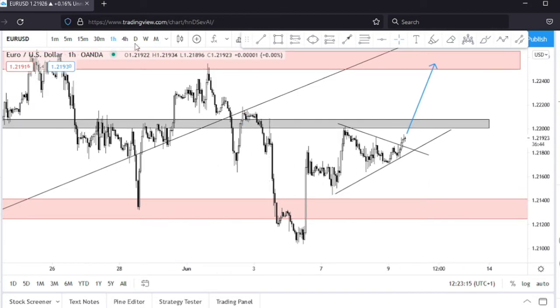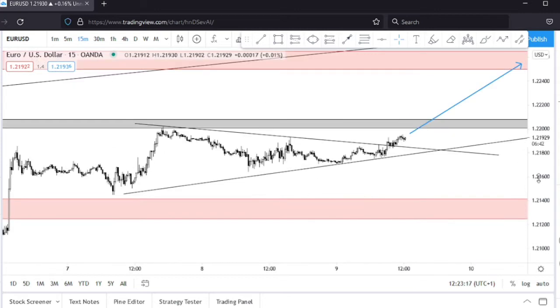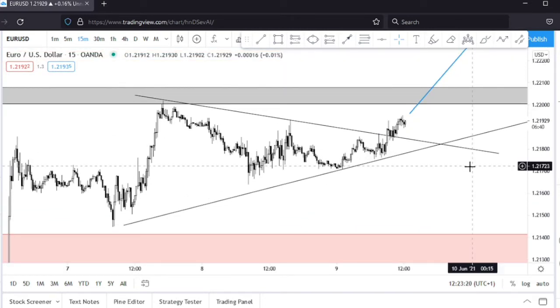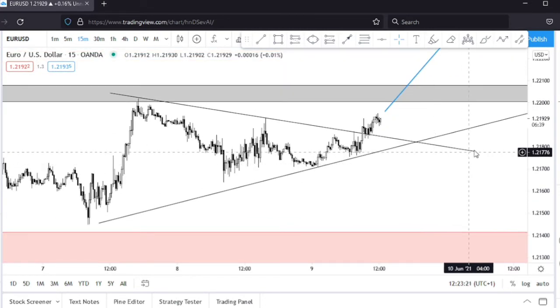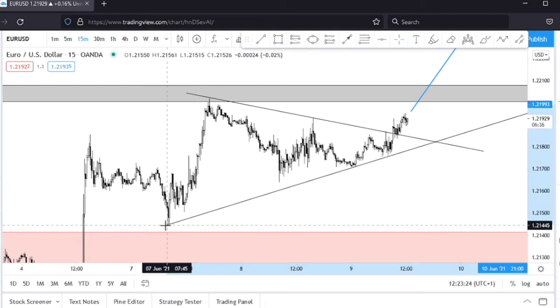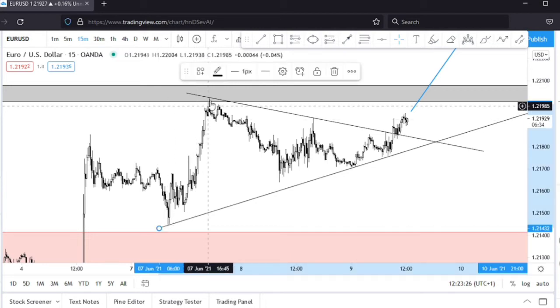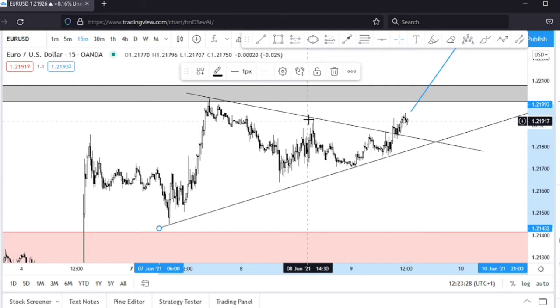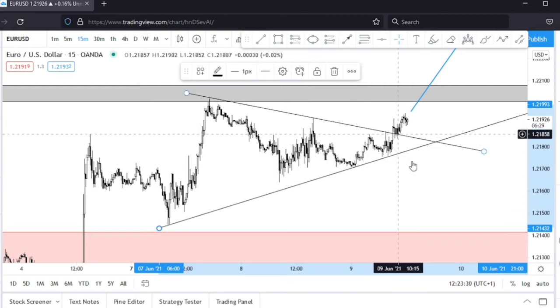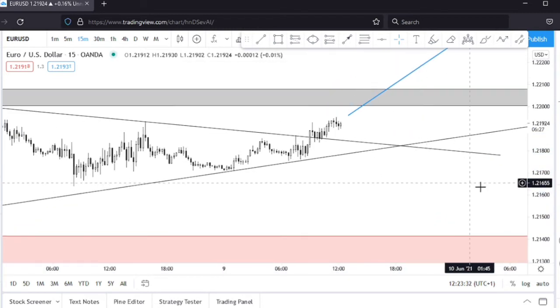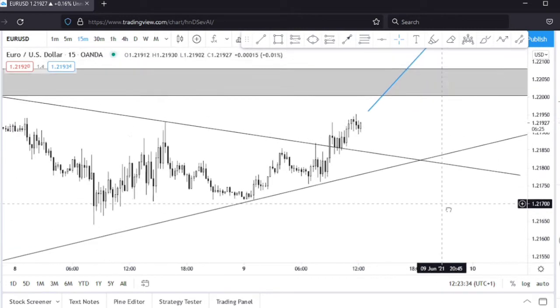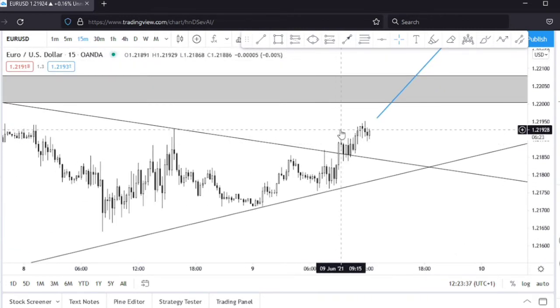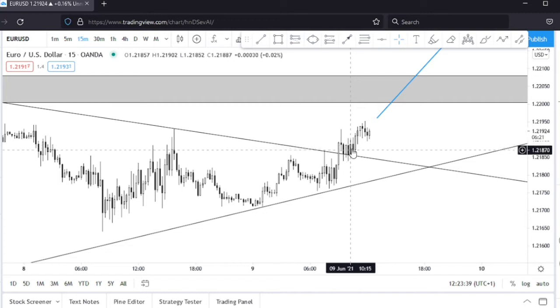If we go to a much smaller time frame, the 15-minute time frame, we can see much more clearly the triangular pattern I was talking about. You can see price going to touch it, coming down, going to touch it again, coming down to touch this trend line before finally breaking it. Price broke the trend line, came up, retested it, and gave opportunities to buy.